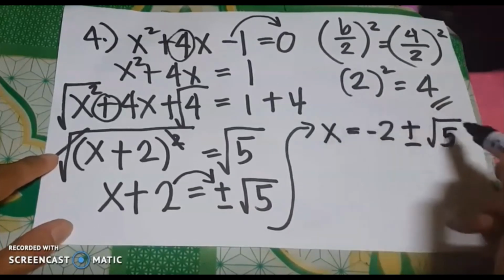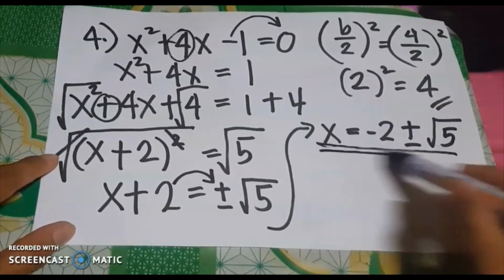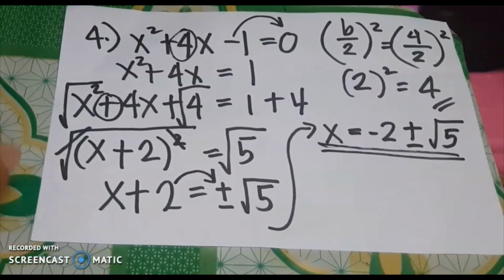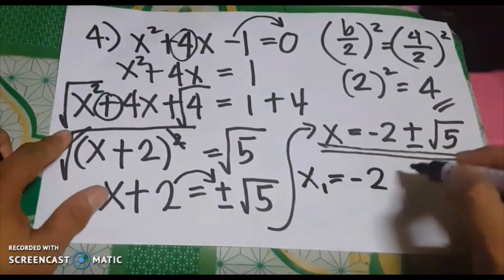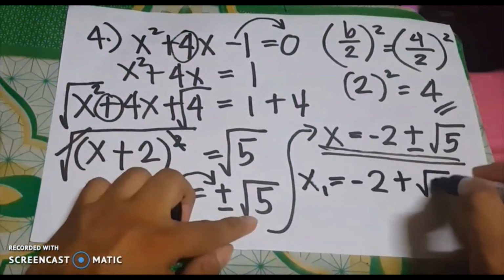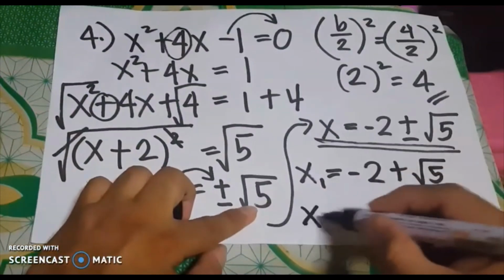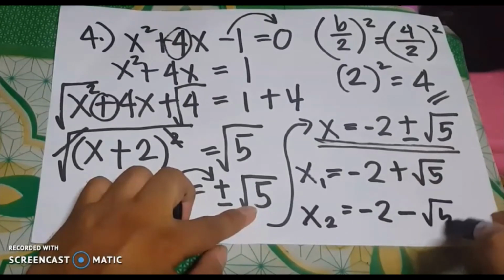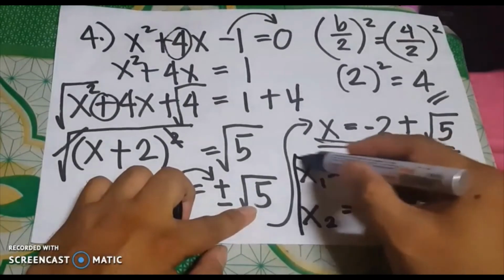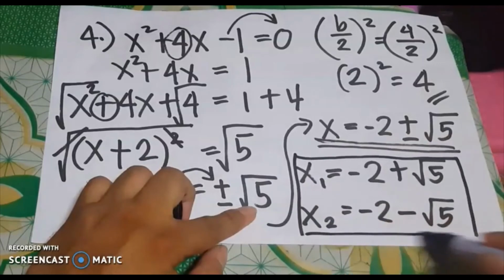Sinasabi natin, this answer is already acceptable even if you will not separate the two solutions na yung positive tsaka yung negative. But if you want to do it, pwede rin naman. So the first solution will be x sub 1 is equal to negative 2 plus square root of 5, and the other one, x sub 2, the second solution, is negative 2 minus the square root of 5. So these are the two solutions.